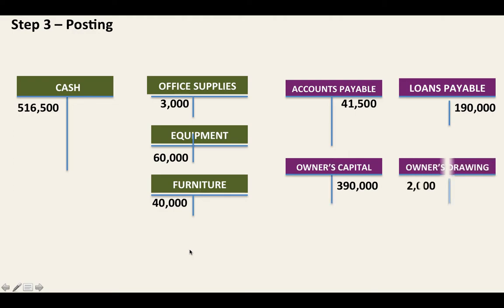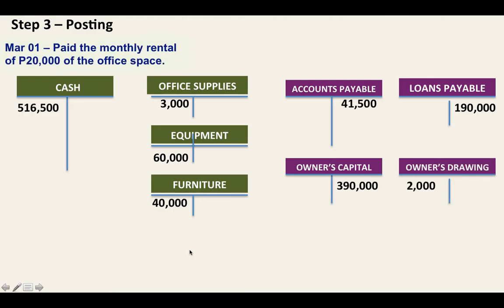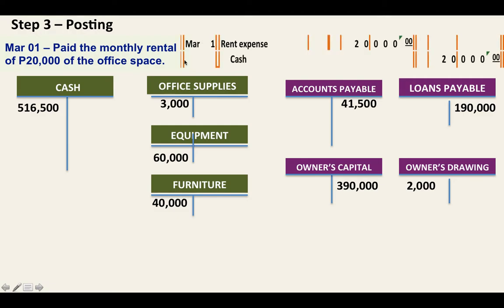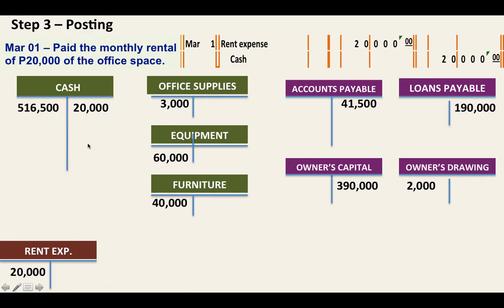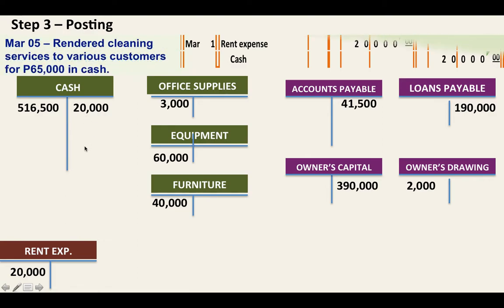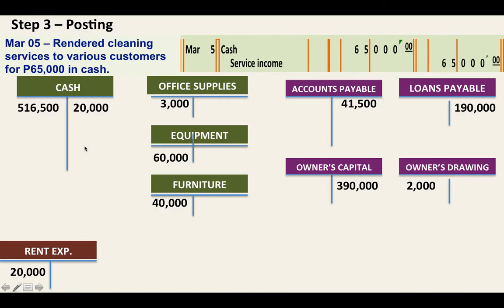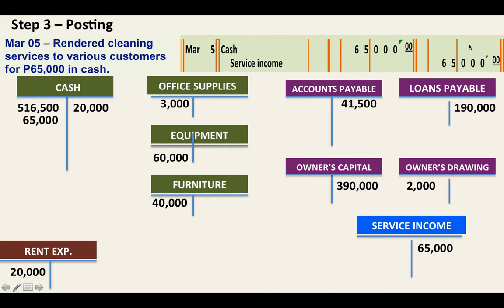These are the balances from the previous slide. So March 1st, the entry is this. We will now post that entry. Open the rent expense, and cash is 20,000. So let's record the cash. And March 5, this will be the entry. Here, 65,000, and then credit service income. So let's open the service income account and record the 65,000.